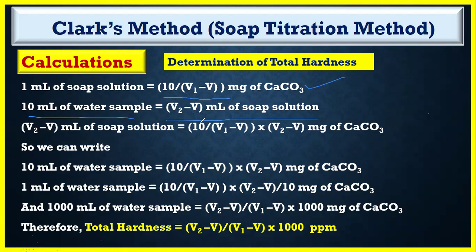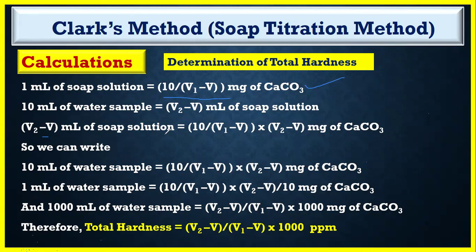Why? Because we want to know the exact amount of soap solution consumed only due to the hardness present in this water sample. That is why we are subtracting the lather factor from the total reading, because we want to know the volume of soap consumed only due to the hardness present in the water. That is why here we are taking that 10 ml of water sample is equal to V2 minus V ml of the soap solution.